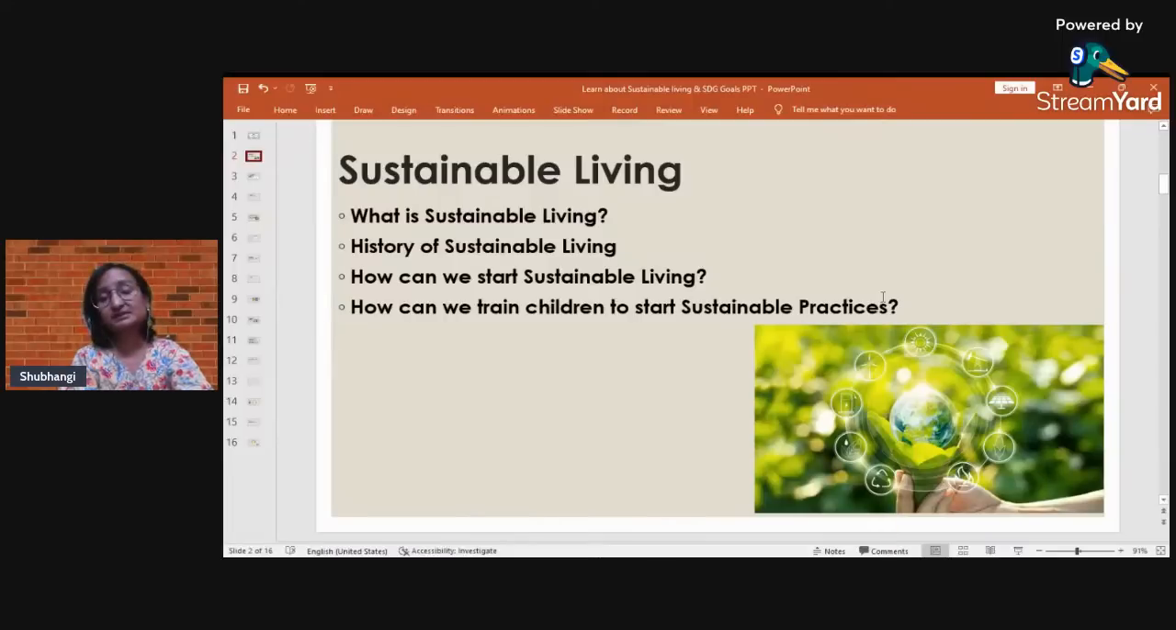The major concept is, see, whatever we know, we talk about how we should save our environment. We read so many articles, we talk about it, even discuss it at home and with our children, in our classrooms also. But the most important part is, are we practicing it? This is what we all need to do. So let's come to our first question: what is sustainable living?